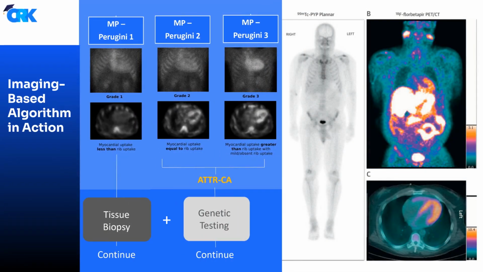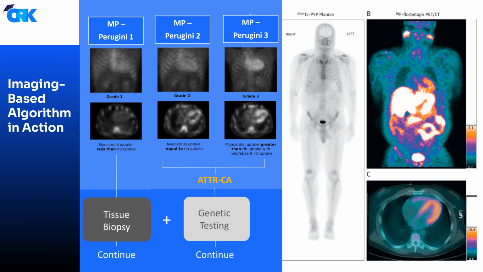In Case 1, the diagnostic algorithm proved crucial in supporting a non-invasive diagnosis of transthyretin cardiac amyloidosis. The patient presented with a Perugini grade 2 uptake on scintigraphy, and monoclonal protein testing was negative. This combination, according to current ESC and AHA guidelines, was sufficient to confirm ATTR-CM without the need for biopsy. This early and non-invasive diagnosis enabled prompt initiation of therapy and allowed for subsequent transthyretin genotyping to distinguish between wild-type and variant ATTR.